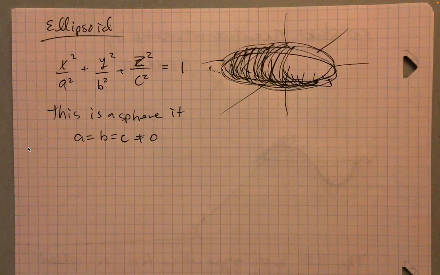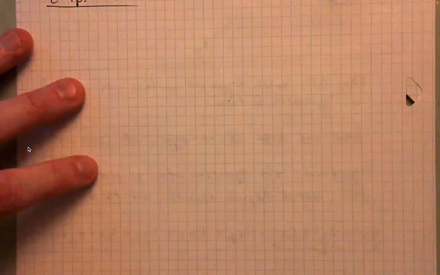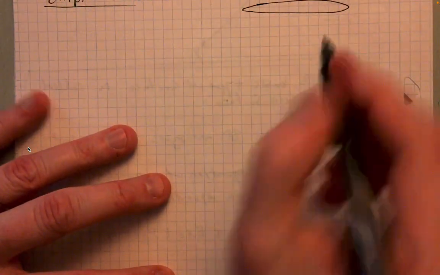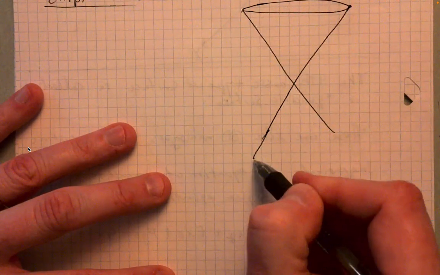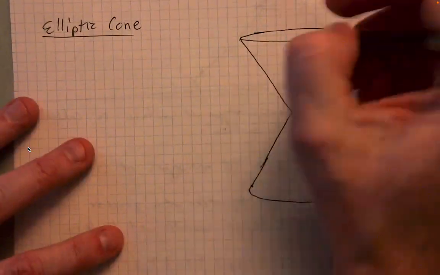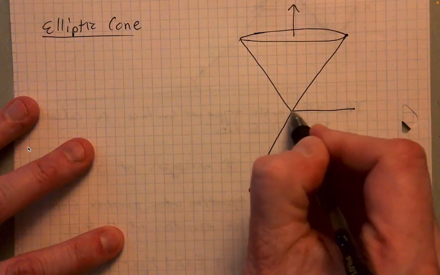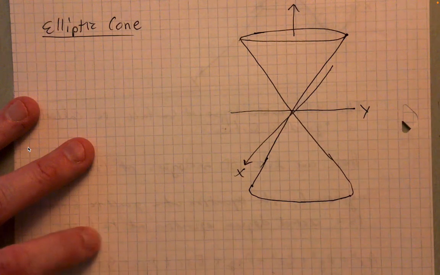Okay, so the next one is called an elliptic cone. This is an elliptic cone. Now the way to think about this one is it has a top like this, right? And then it comes down, and it comes down over here as well, and it's going to have a bottom as well, kind of like that. Okay, and so you can imagine your z-axis coming up the top here, and then maybe you've got your y-axis here and your x-axis here.